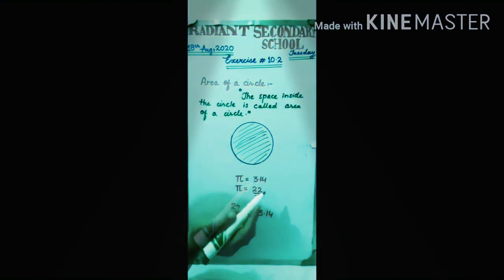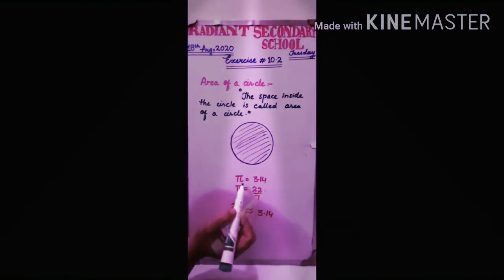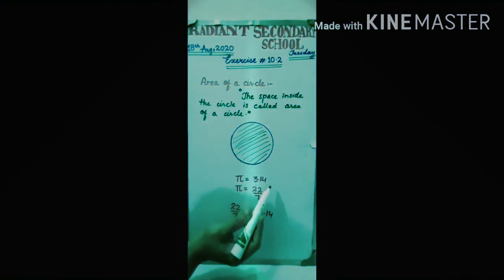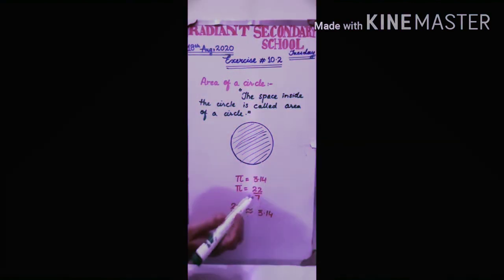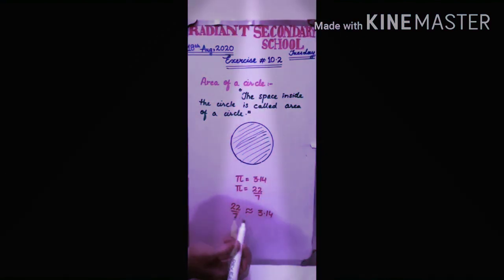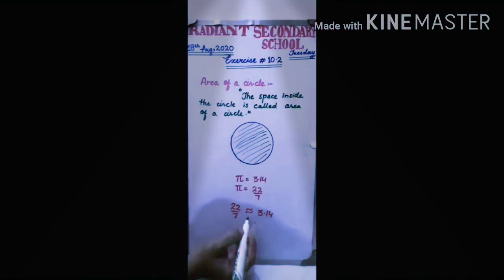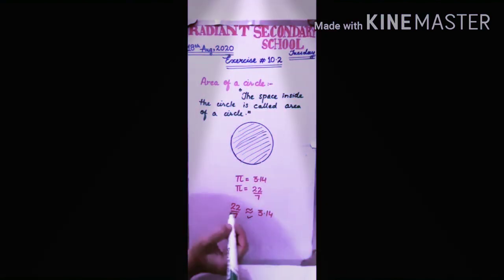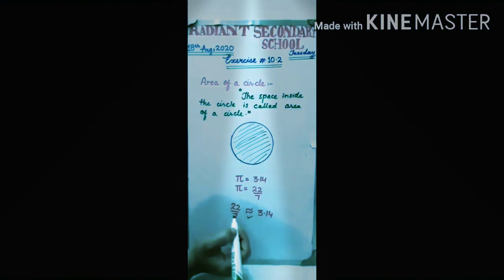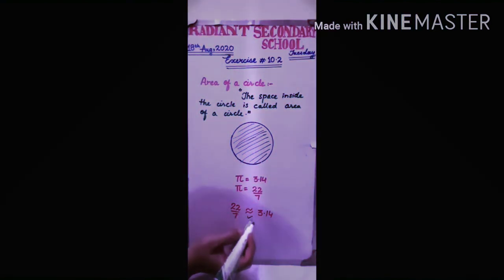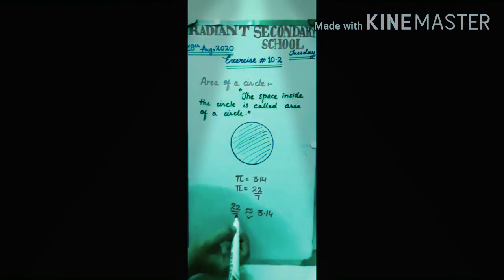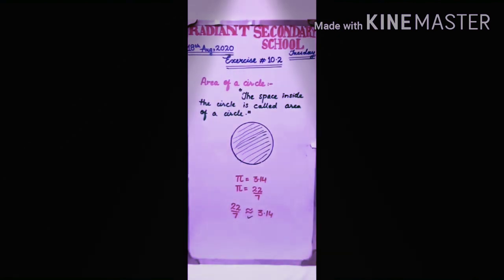In 10.2 we will use the value of pi as well. Value of pi is 3.14 and value of pi is also 22/7. These two values, 22/7 and 3.14, are approximately equal to pi, not completely equal. These two values we will use according to the question statements. Okay, 22/7 is used or 3.14 is used.